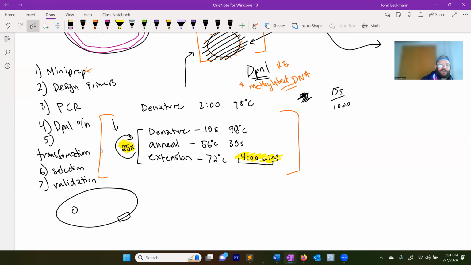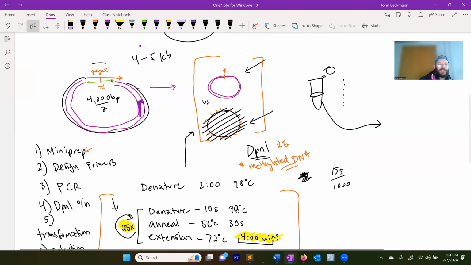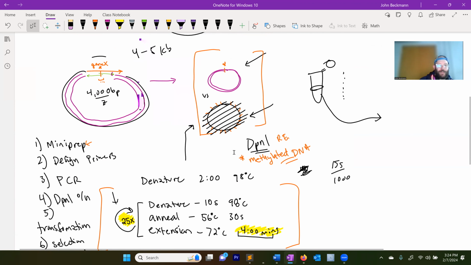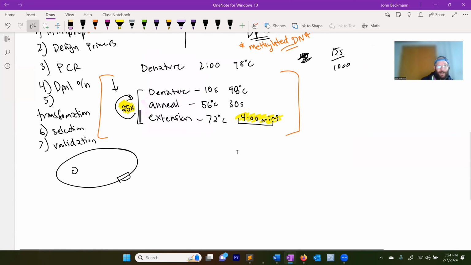How would you validate whether or not you successfully produced your mutation? What technique do you need to use? Which one? Yeah, you just use Sanger sequencing, okay?